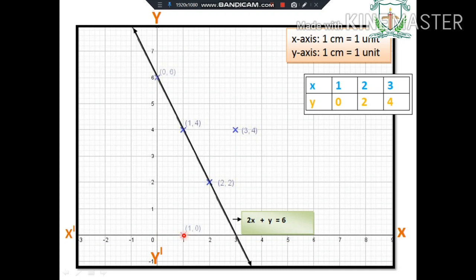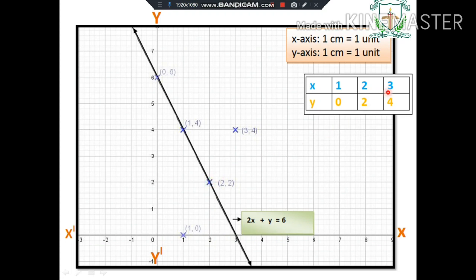So y is equal to 0 means the value is on the x-axis, the x coordinate. Therefore the first point is (1, 0). Mark the point. Now consider the second point (2, 2). Dear children, we have already plotted this in the first equation. So x is equal to 2, y is equal to 2. Already we have plotted this point.